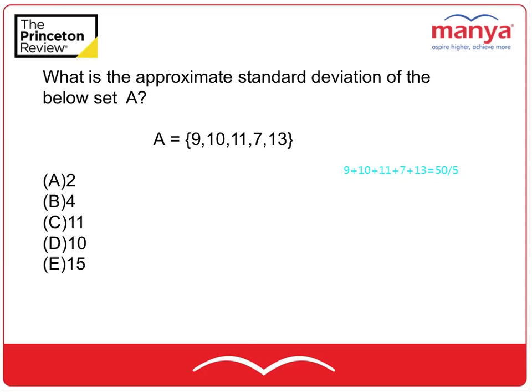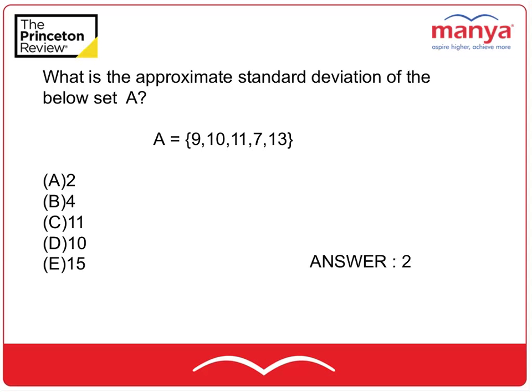So when we do not have time, we can just do this in an approximate way, since the question is asking to find the approximate standard deviation of the below set. So find the mean and find the maximum difference between the elements, and the option closer to that will be your answer, but not greater than that. So that is how we select in an approximate way.